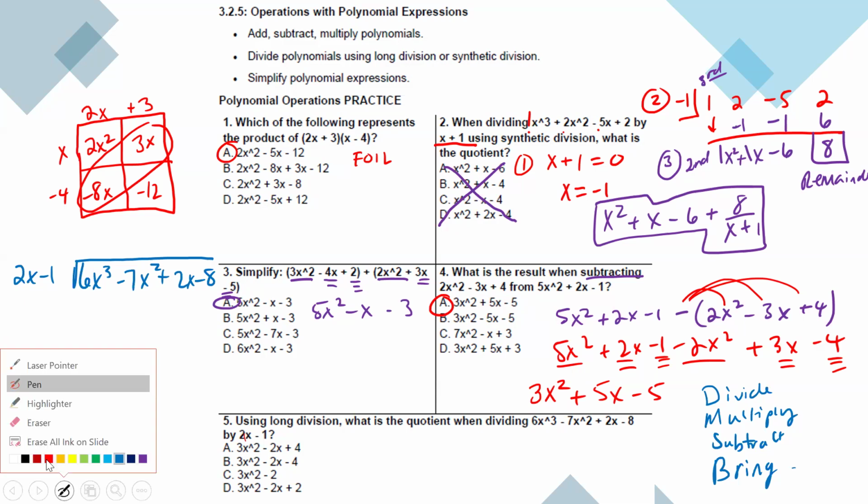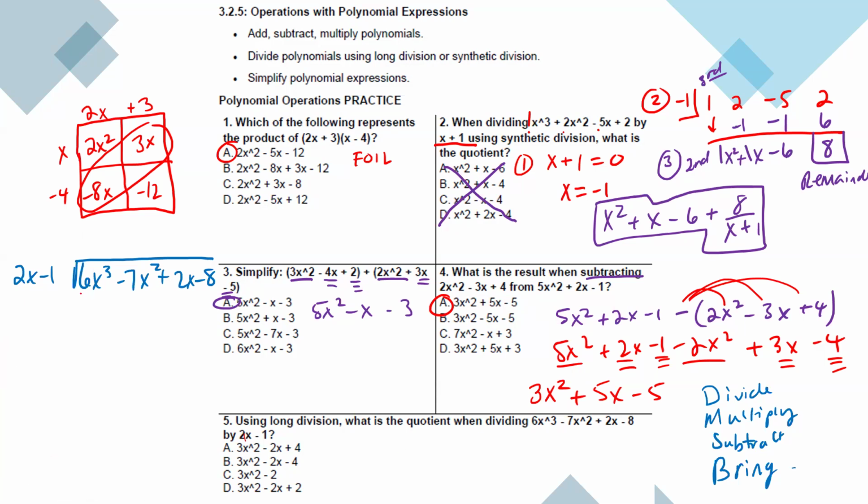So step 1 is to divide. We're going to divide the leading terms. So my leading terms are 6x cubed and 2x. So 6x cubed divided by 2x is 3x squared. After we divide, we then are going to multiply. You're multiplying your quotient times your divisor. So 3x squared times 2x is going to give me 6x cubed. 3x squared times negative 1 gives me negative 3x squared.